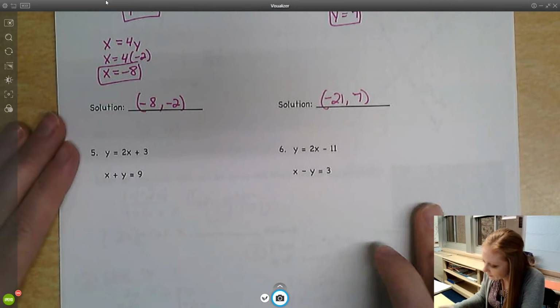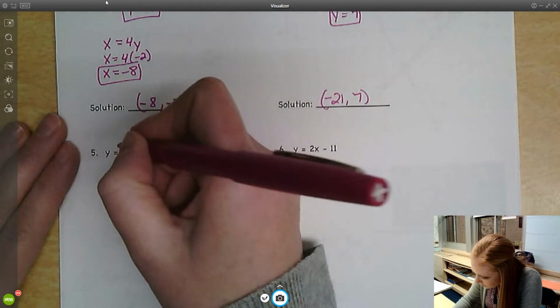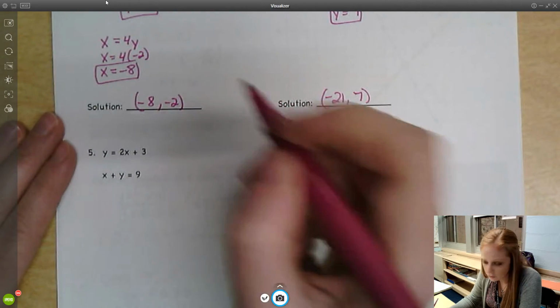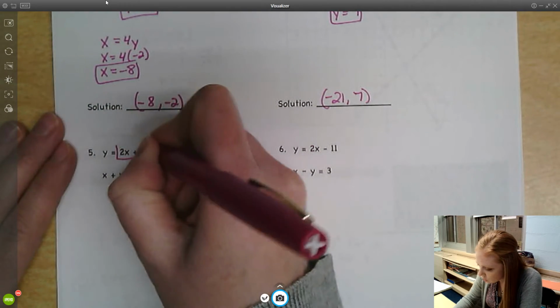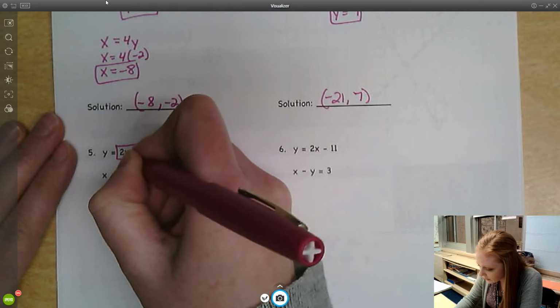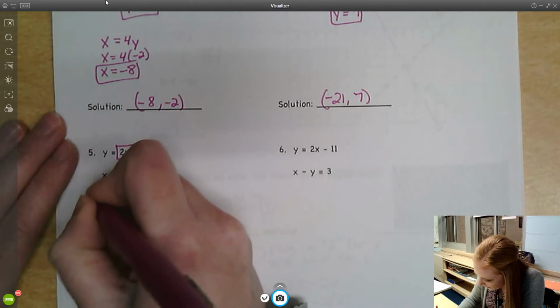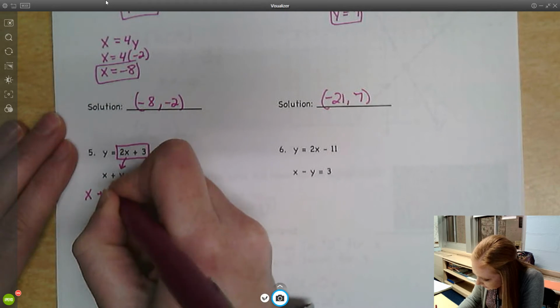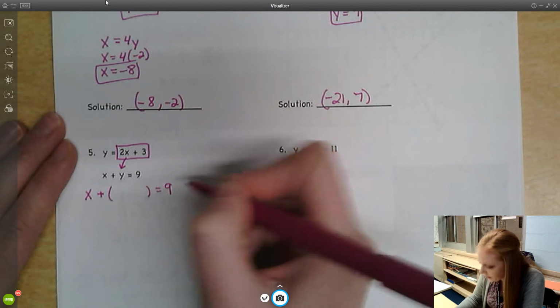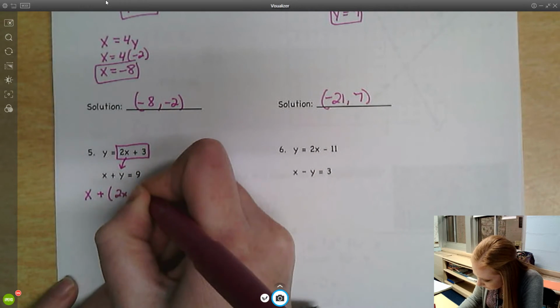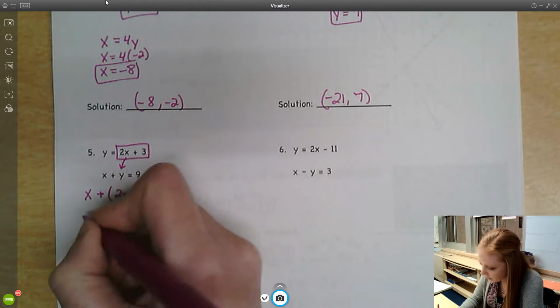Okay, for number 5. All right, so number 5 is a little bit harder. The y is by itself in the first equation, so that's the one you're going to look for. We're going to take this 2x plus 3. That equals y, so we can plug that in for y. So I have x plus whatever y is equals 9. Well, y is 2x plus 3, so we're going to plug that in. And then we will simplify from there.